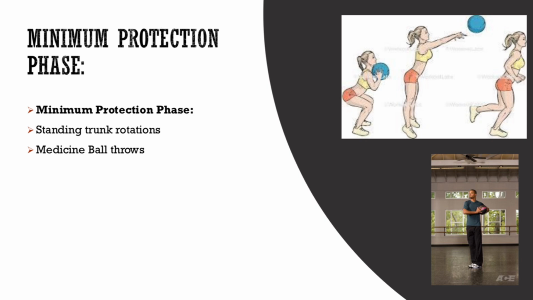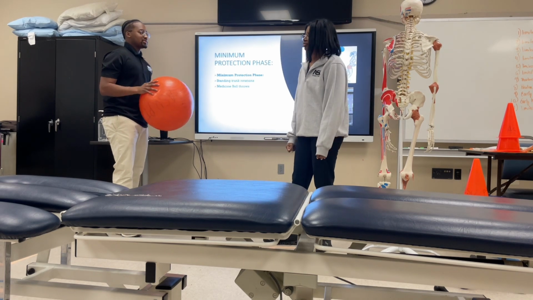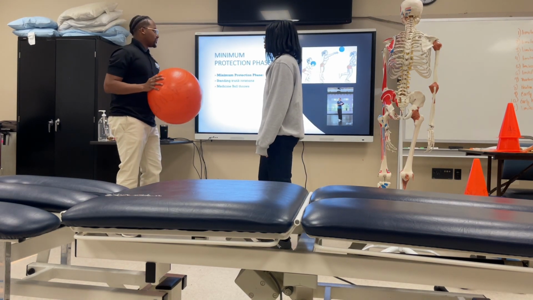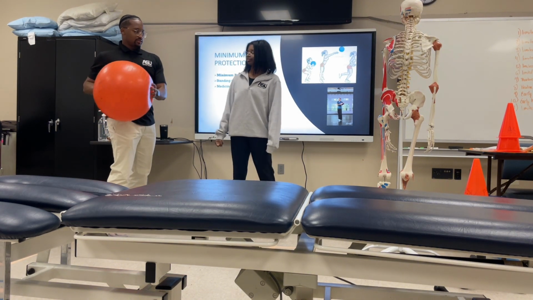Then for the minimum protection phase, you can incorporate things such as standing trunk rotations and medicine ball throws. These are great to help retrain the pelvis and help the core function as a unit. And they're also great to restore core strength, hip stability, improve coordination, and rotation power. So for the standing trunk rotations, I'm just gonna take the ball, just rotate side to side.